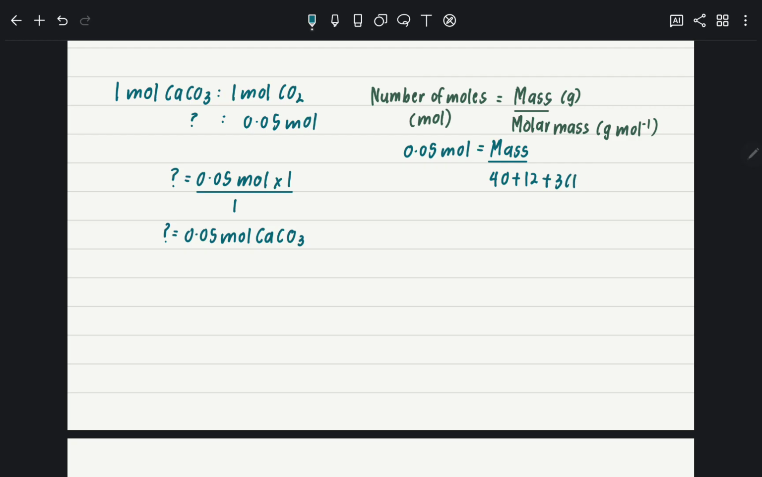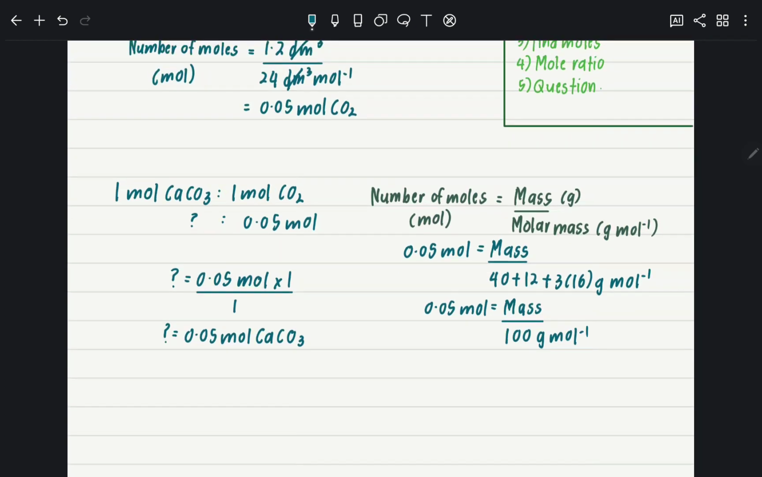Plus with O3, 3 times 16, and the final unit is gram mole negative 1. Okay, so write back: 0.05 mole is equivalent to mass over molar mass. Okay, so 40 plus 12 plus 3 times 16, so I got 100.